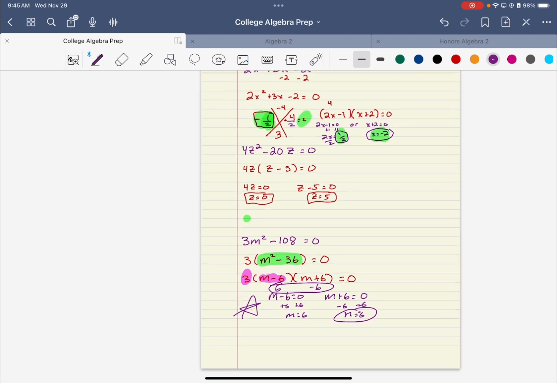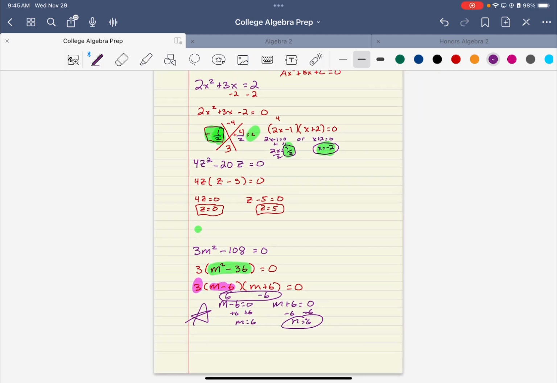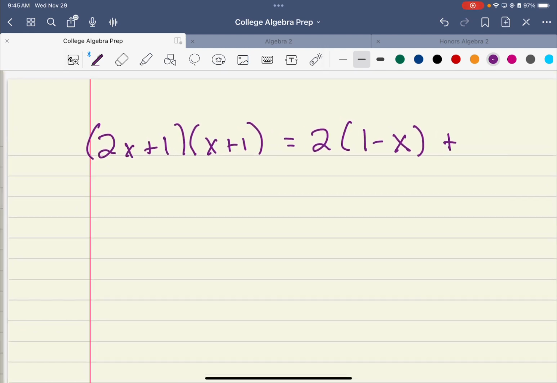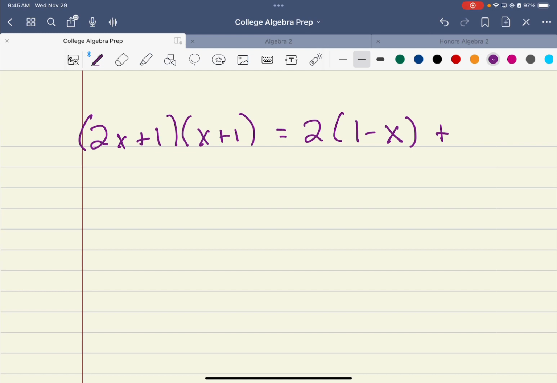Any questions with those 3? Got 2 more, I think, that we're going to look at. Oh, just 1 more. Write that down. I'm missing something. 6 right there.